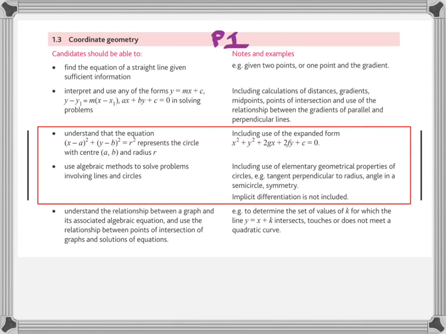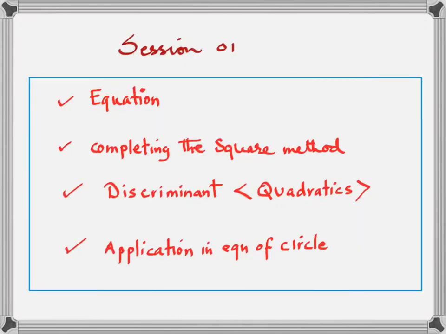Let's focus on the box. The thing that we need to do is that we need to understand the equation of a circle, and we need different algebraic methods to solve problems involving lines and circles. And in this scenario, we would also be taking a little bit of help from quadratics, something about the completing the square method. Now, in this first lecture, in this first session, we are focusing on the equation of the circle. We would focus on the completing square method, the concept of discriminant, and applications in the equation of a circle.